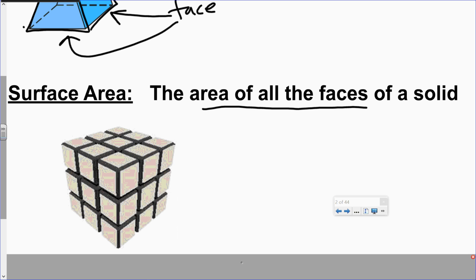What would be the surface area of this cube then? Don't draw this because it'll take too long. How many faces make up a Rubik's Cube? Let's see: top, bottom, left, right, front, back. How many faces here?